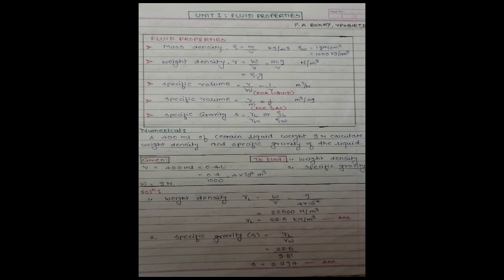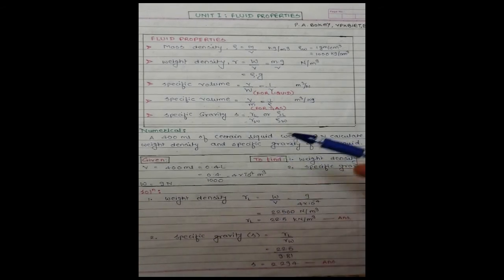Specific volume. The specific volume of a fluid is defined as the volume of a fluid occupied by a unit mass, or volume per unit mass of a fluid is called specific volume. Mathematically, it is expressed as volume upon weight. So this can be written as 1 by gamma, and the unit of specific volume is meter cube per Newton. This can also be written as 1 by rho, so the unit for this is meter cube per kg.